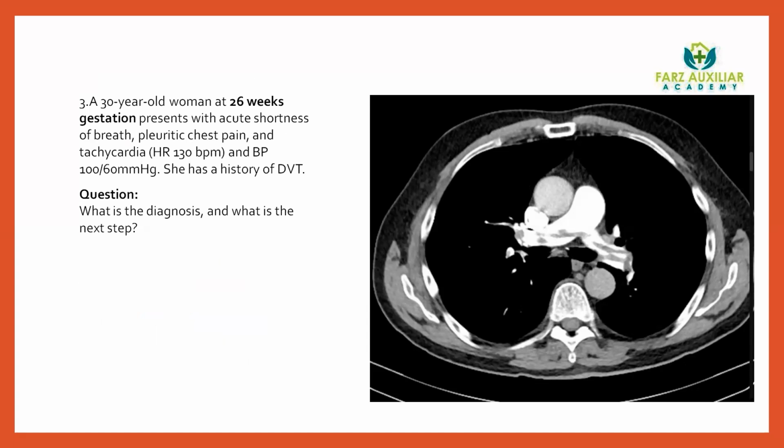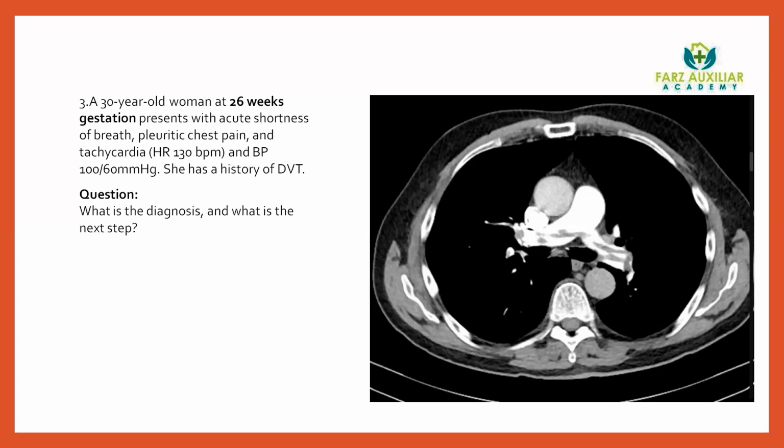Yes. Go ahead, Anup. It's a 30-year-old woman at 26 weeks of gestation, presenting with acute shortness of breath, pleuritic chest pain, and tachycardia. BP 160. She has a history of DVT. What is the diagnosis and what is the next step?